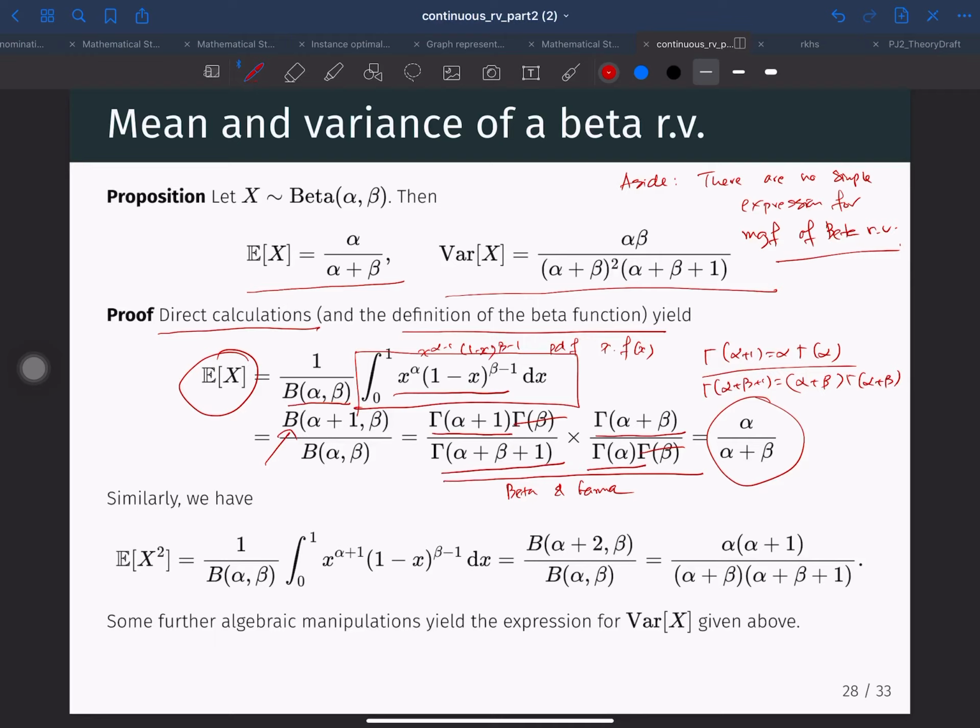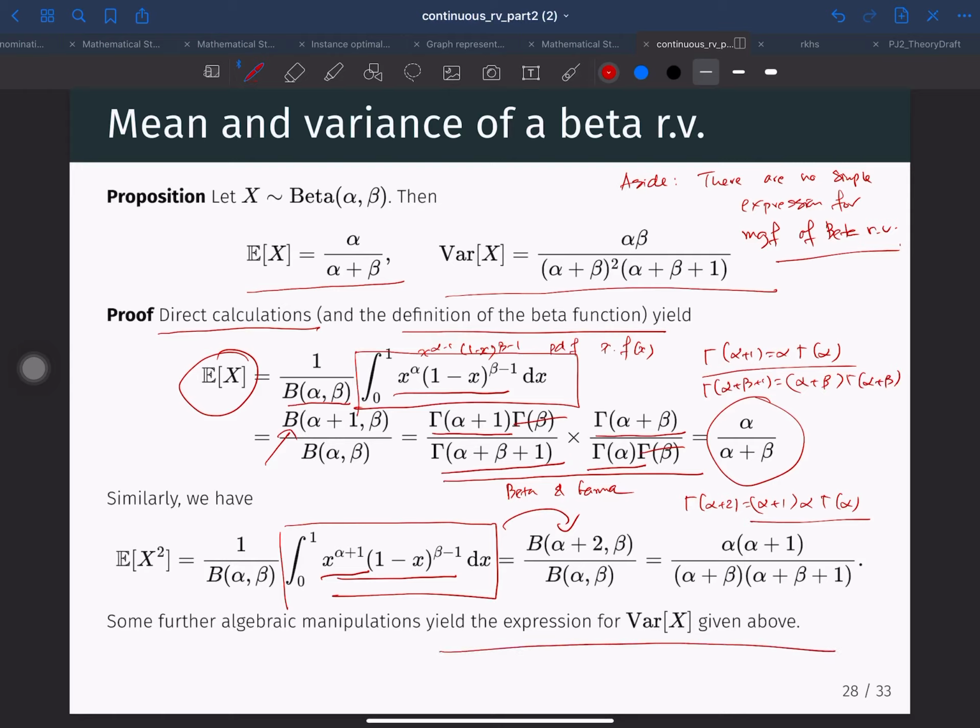The expression for the variance is similar, so now you just have x to the alpha plus 1 here for the integrand, and that becomes this integral here, which is nothing more than this term here. And then simplification again, where now we use gamma alpha plus 2 is alpha plus 1 times alpha gamma alpha. So further algebraic manipulations yield the expression for variance given above.